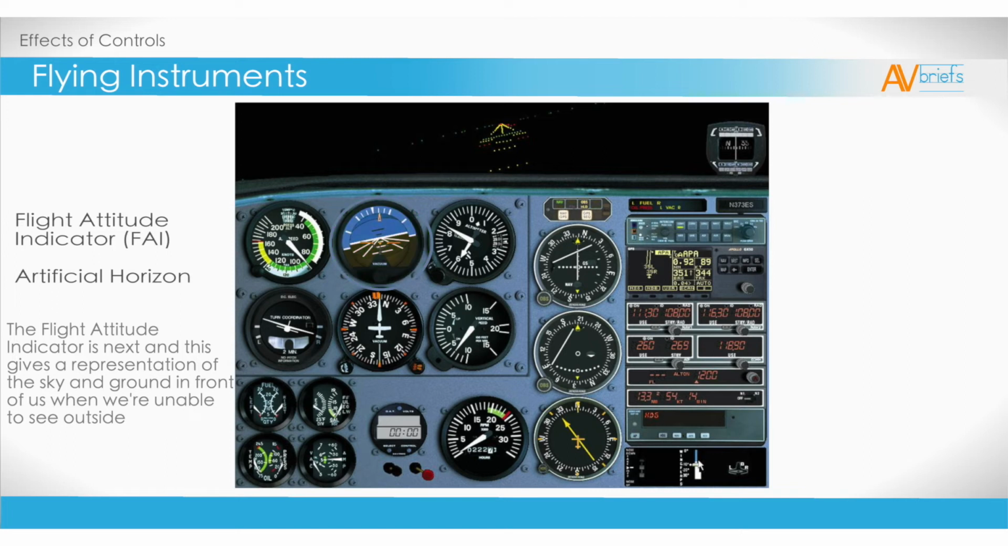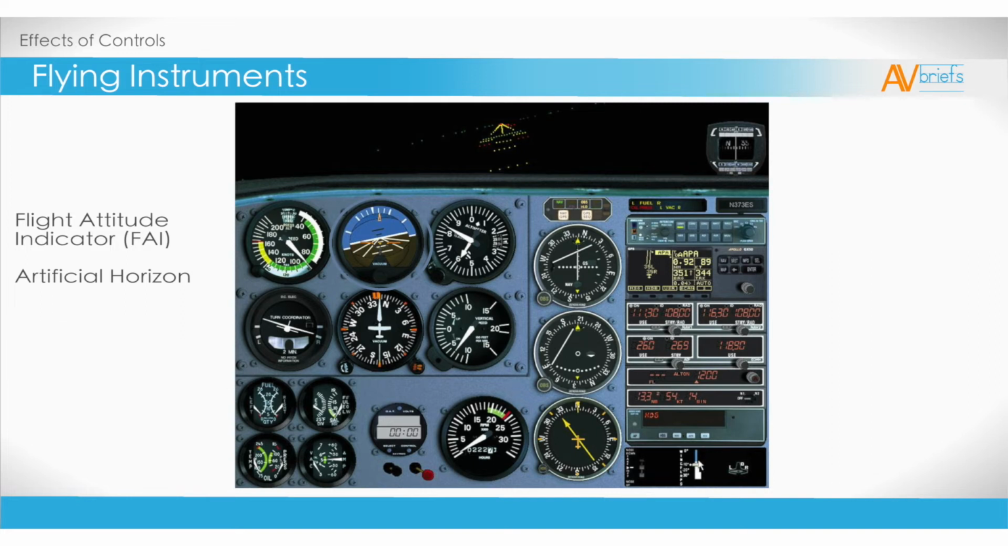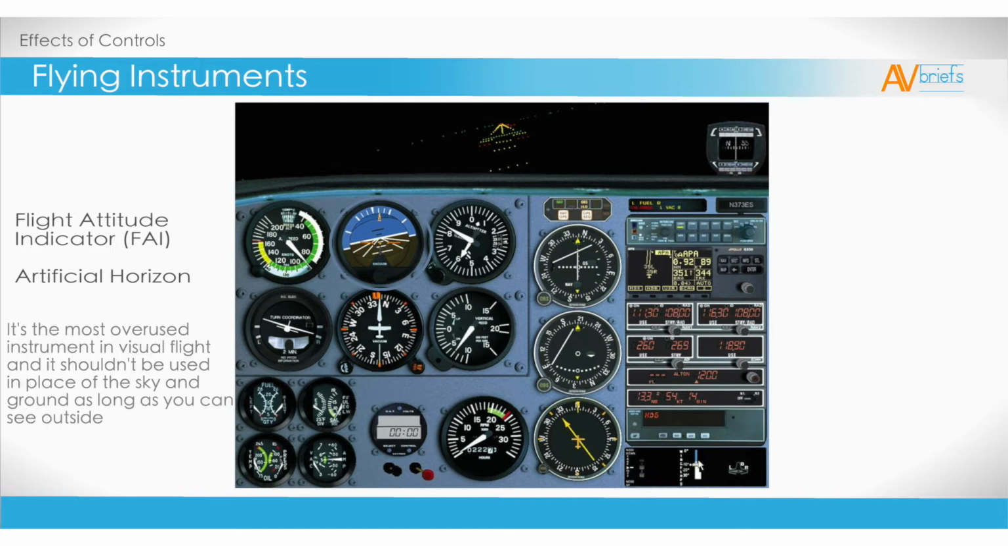The flight attitude indicator is next to the airspeed indicator in the center. It's also known as the artificial horizon, but really, the artificial horizon is just the backplate of the flight attitude indicator that has the blue and brown colors. The flight attitude indicator gives a representation of the sky and ground in front of us for when we're unable to see outside. Proper piloting involves looking outside to set an attitude, and not with this instrument. The flight attitude indicator is for use in instrument conditions when you can't see outside.